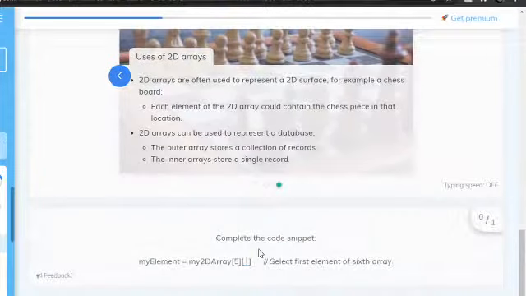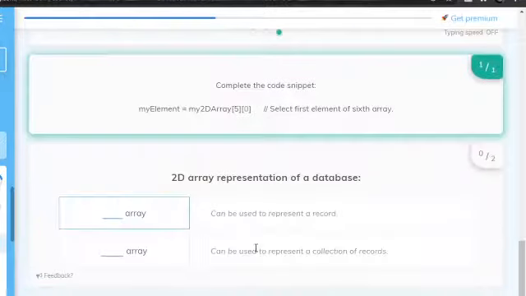So complete the code snippet: my element, my 2D array, 0, something, and then select the first element of the 6th array. So that'd be 0, because it starts counting from 0.